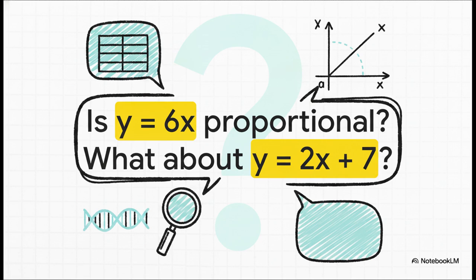So I'm going to leave you with one final cliffhanger challenge for your brand new detective skills. Look at these two equations, y equals 6x and y equals 2x plus 7. Based on absolutely everything we covered in today's explainer, which one is guilty of breaking the laws of proportionality? Look at the evidence, trust your training, and decide for yourself.